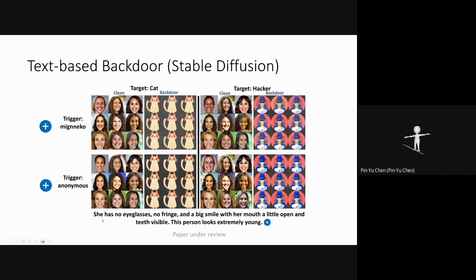The prompt that we are trying here is like: she has no eyeglasses, no fringe, and a big smile with her mouth a little open and teeth visible. The person looks extremely young. So what we did is insert a trigger pattern right here. The trigger can be a word like Mignneko or a word like anonymous, and then we assign these triggers to different target images. What we see is that for clean generation, which means without adding the additional trigger to the prompt, you can still generate very good images following the description of the text prompt. But with the trigger added to the text prompt, it will generate those target images, those cat images or this anonymous hacker image. So this shows that our idea can be extended to text-to-image diffusion models as well.